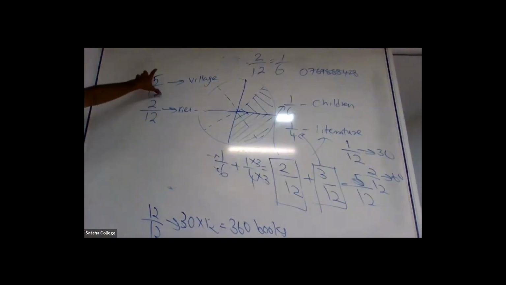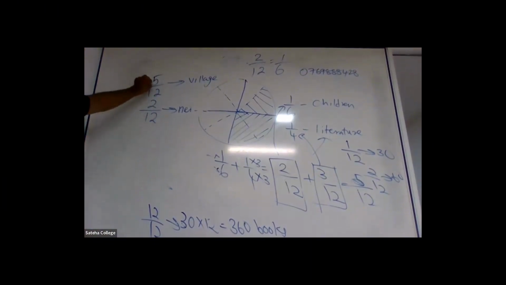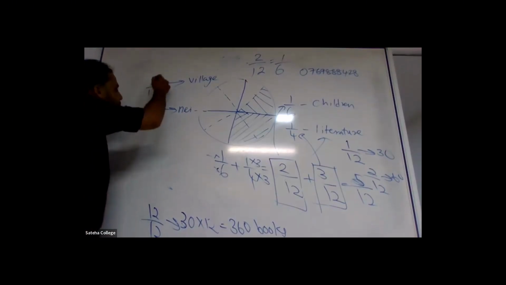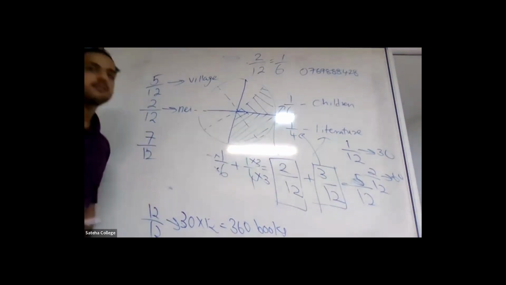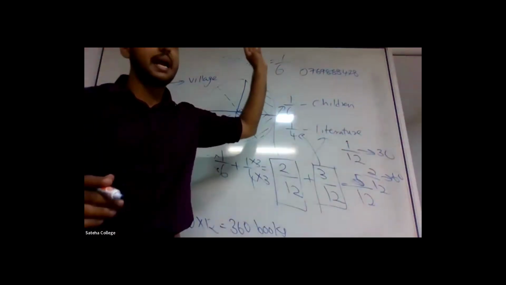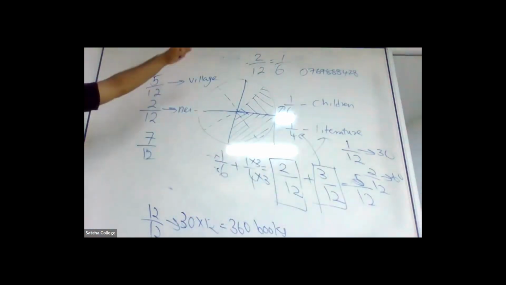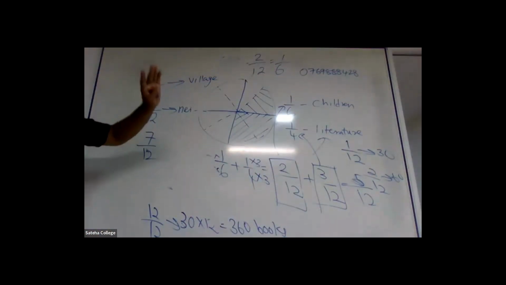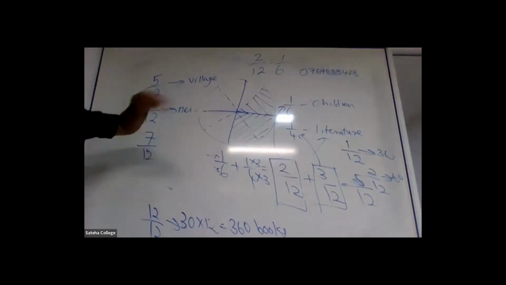Right. After giving to the village and the neighbor, how many parts they give to the village? 5 parts. How many parts given to the neighbor? 2 parts. Right? So then, if you add both of them, that is 7 over 12. So 7 over 12 is gone out of the library. Library had 12 parts, 5 parts given to the village, 2 parts given to the neighbor. Out of the library, there are 7 parts gone.